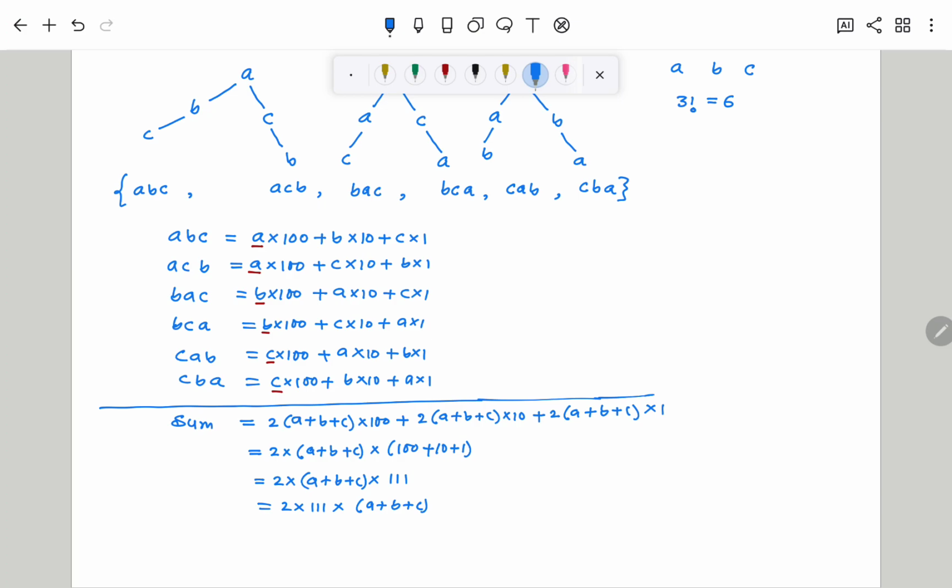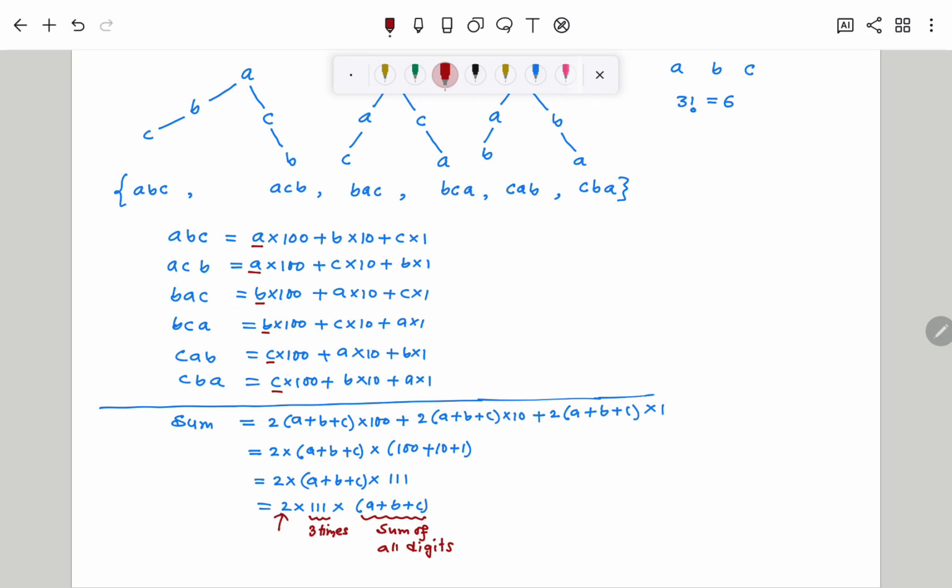Now you can see how many times we are taking 1. This is 3 times because we have a total of 3 digits. Here we are taking the sum of all the digits that we have. Now the question is, how are we getting 2 here?